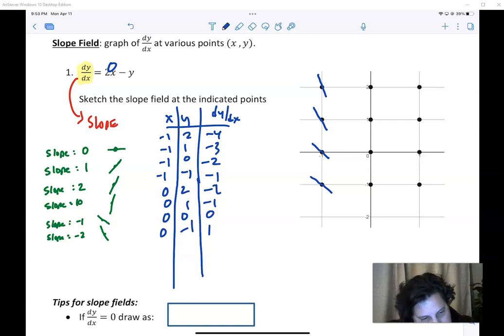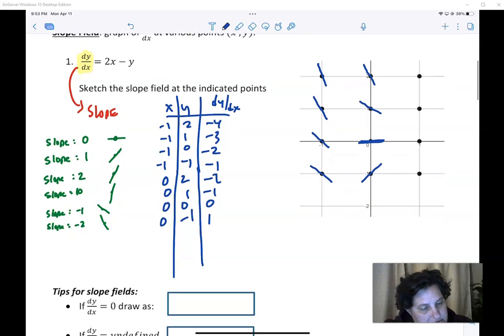So this has a slope of -2. This has a slope of -1. This has a slope of 0. And then this has a slope of +1. Okay, I'm going to go with it. All right. Cool. And let's look at my next one.